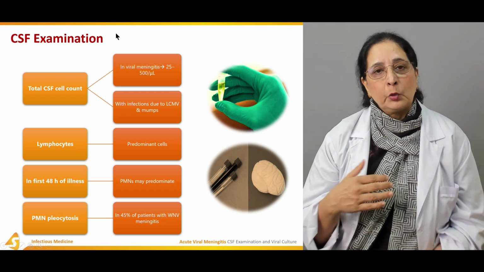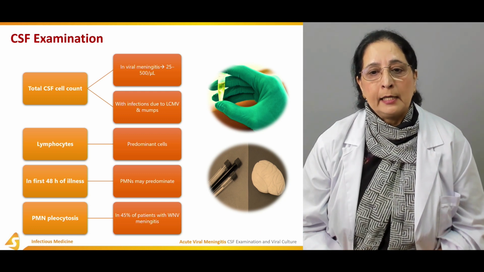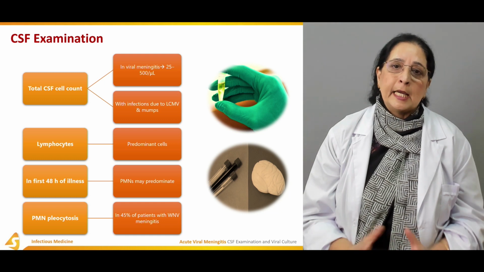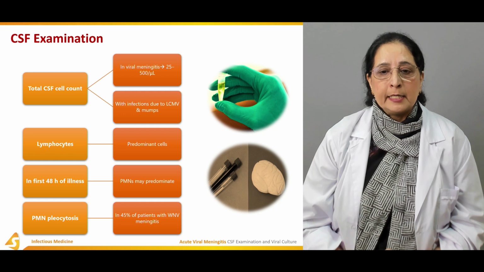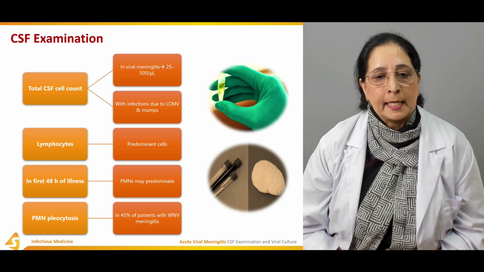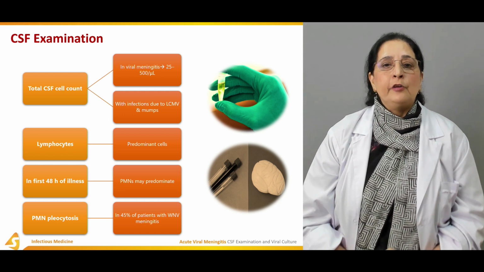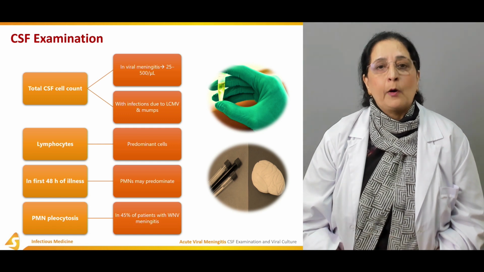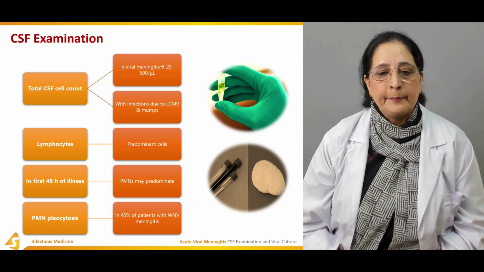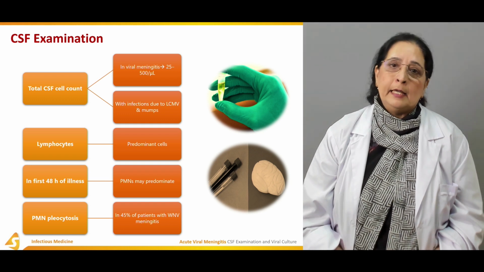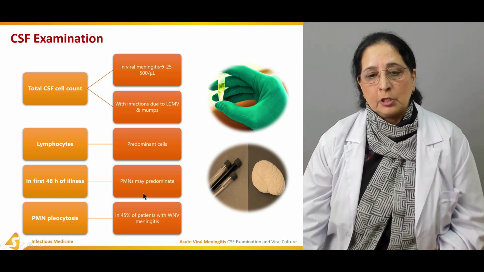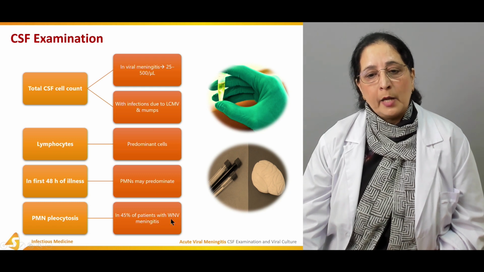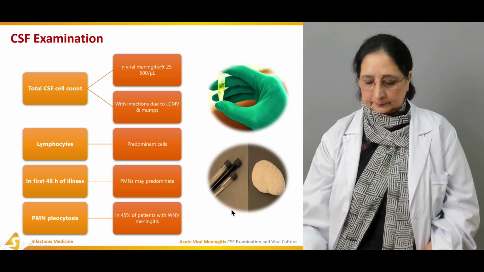So the total cerebrospinal fluid cell count in viral meningitis is about 5 to 500. Lymphocytes usually are the predominant cells, but in the first 48 hours, polymorphonuclear cells may predominate, and usually they predominate overall in the infection caused by WNV virus.